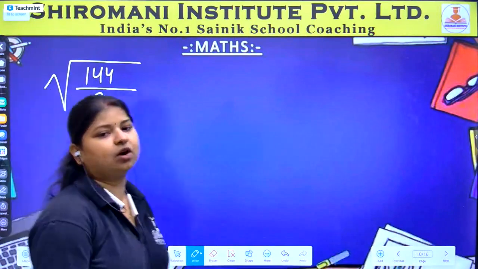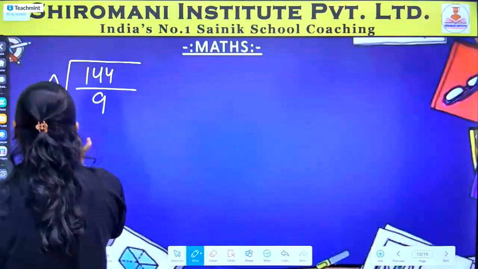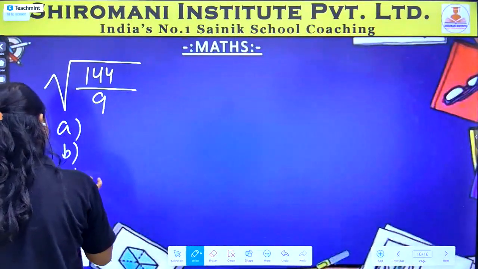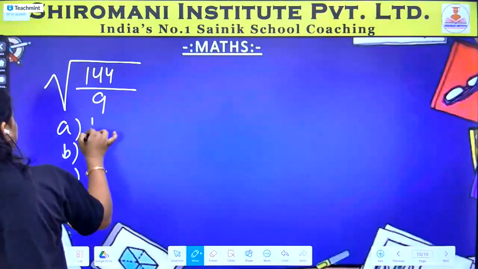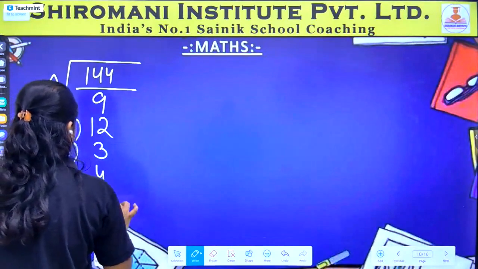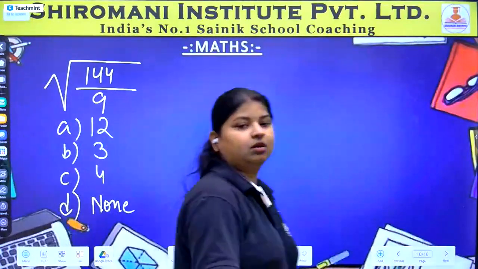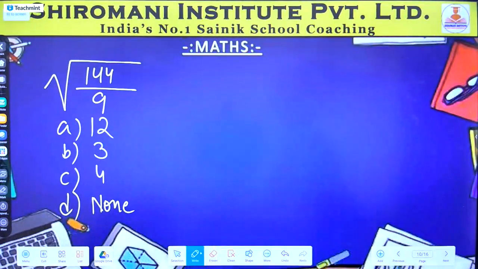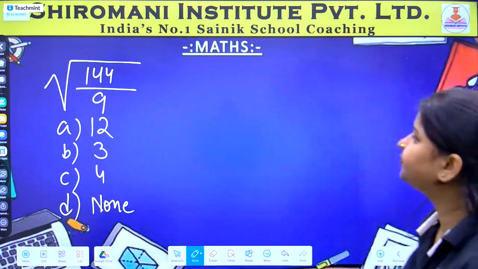If no, can you tell me what is the square root of 144 divided by 9? Wait a second. And here you go. 144 divided by 9.